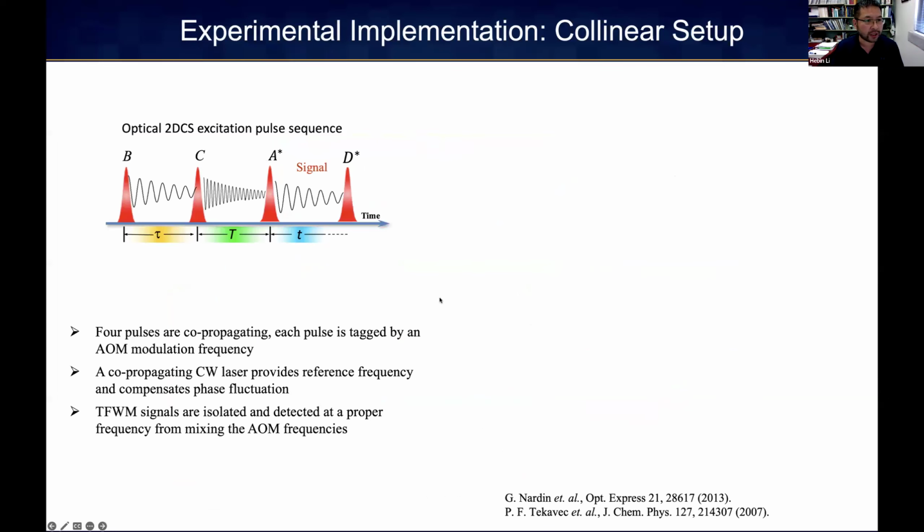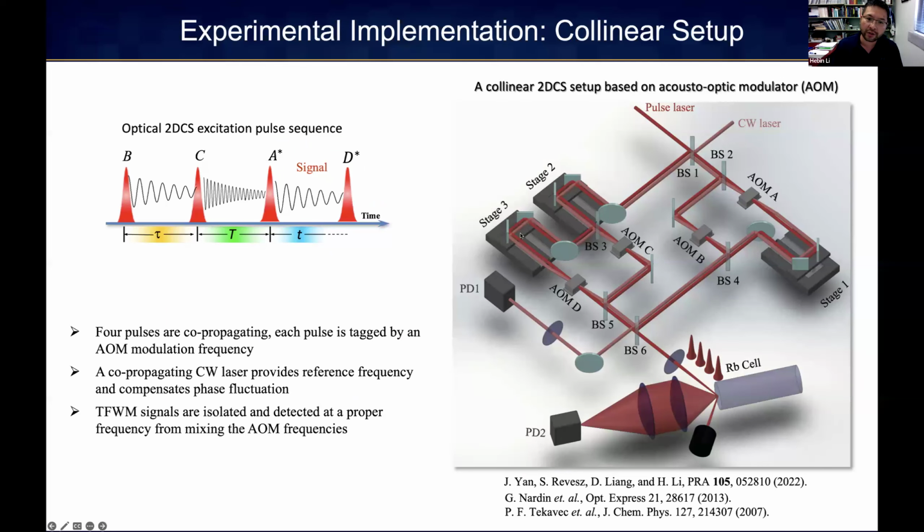Another implementation is the so-called collinear setup, where we combine all of the four pulses back into just one beam, and then all of the four pulses are modulated by AOMs at different frequencies. Therefore, effectively, each pulse is frequency tagged, and that's how we demodulate the signal afterwards by mixing the frequencies, right? The advantage of this setup is that now you can combine all of the pulses into one beam. Therefore, you can focus it really tight, especially you can couple them into a microscope. Therefore, you can look at samples that are really small.